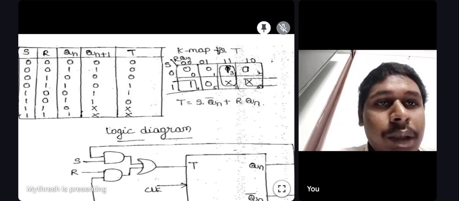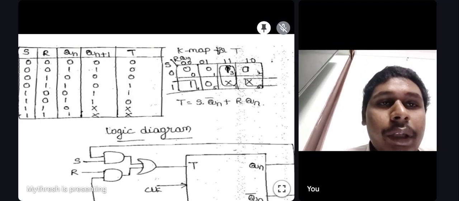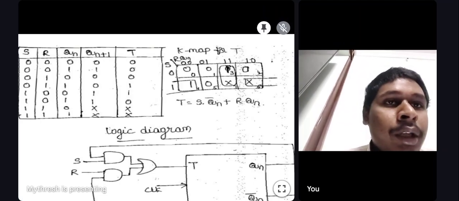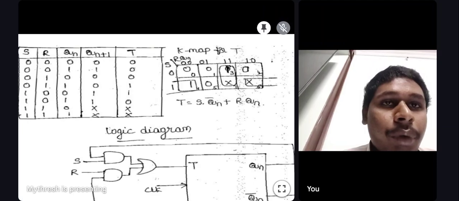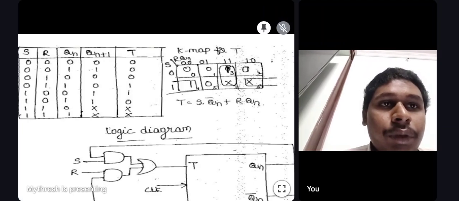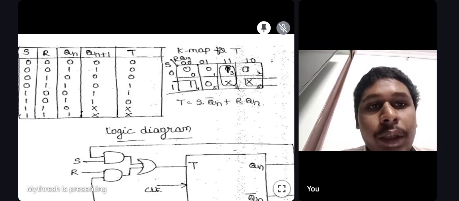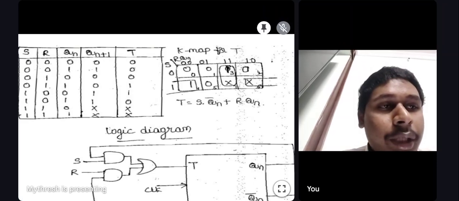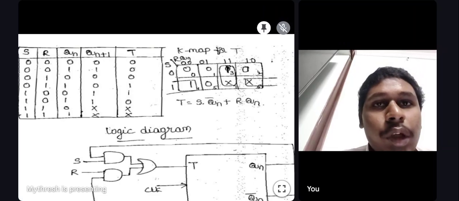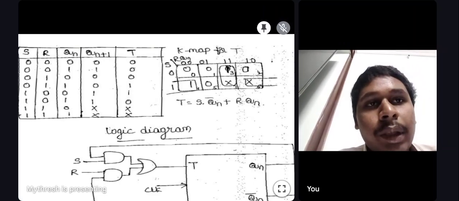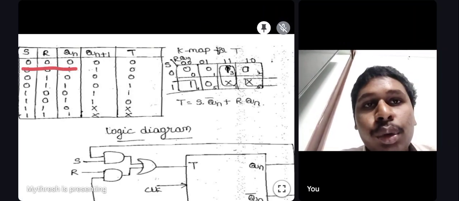In the previous problem we did it separately for S and R. Here we only have to get one, that is for the toggle condition. In a toggle flip-flop there is only one input T, so we will have to do the K-map only once. So we will do it like this, with respect to S, R and Qn.